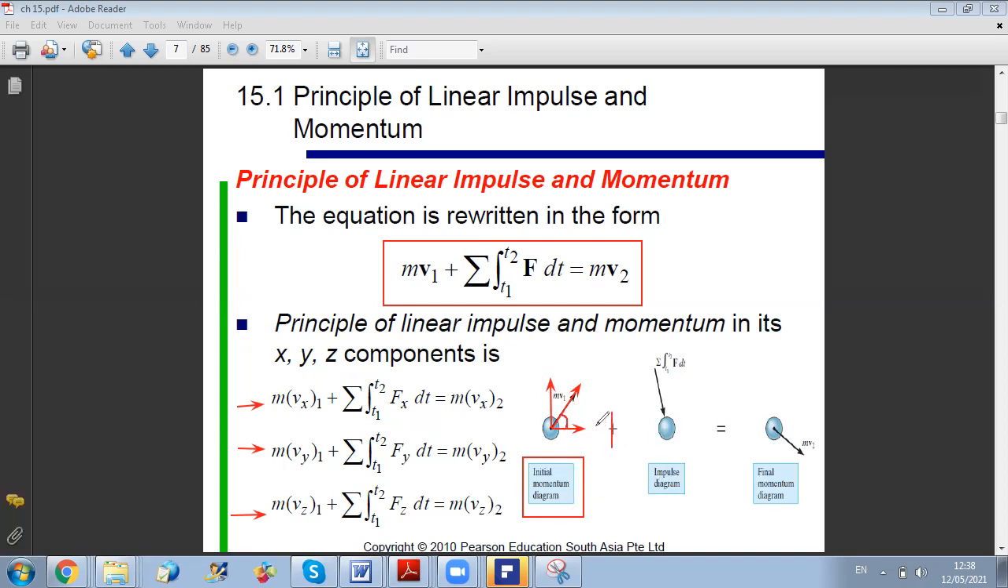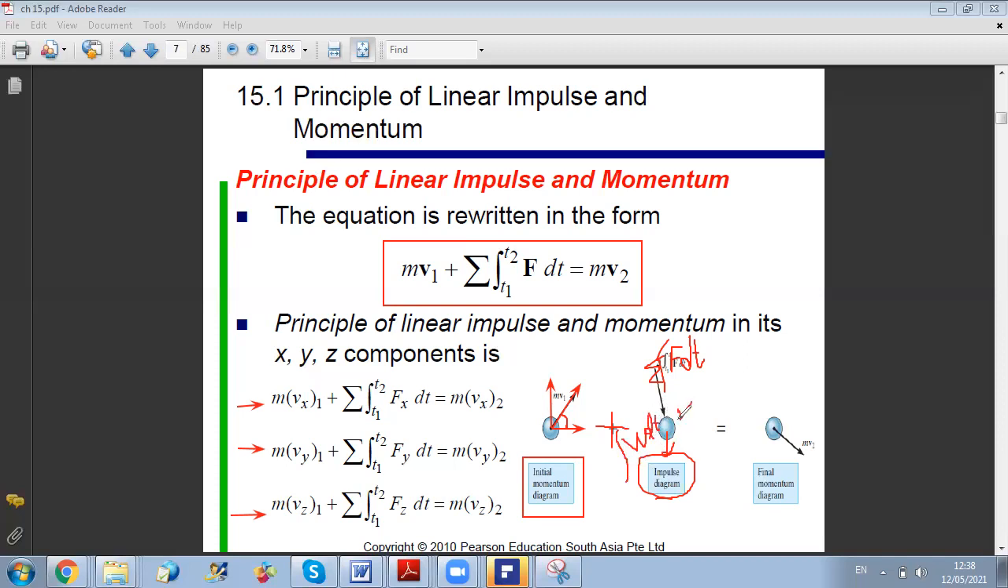Plus, the impulse diagram will represent the external impulses acting on the particle. It's similar to the free body diagram, but it's the summation of the integral of F dt. So if you have several forces, let's say this is the weight, you put the integral of W dt, or since the weight is constant, you put it as W delta t.